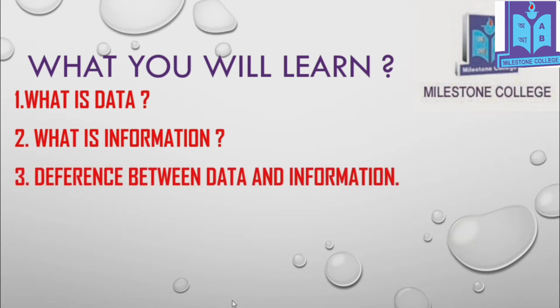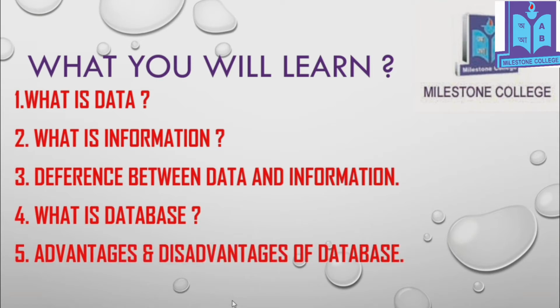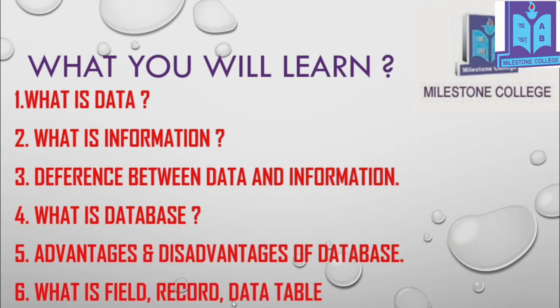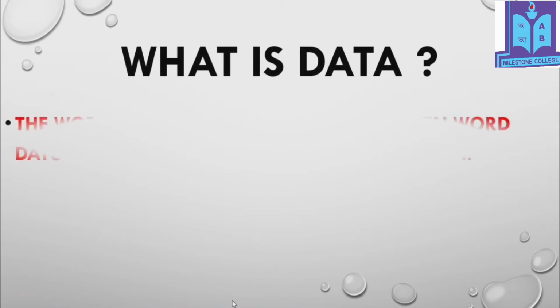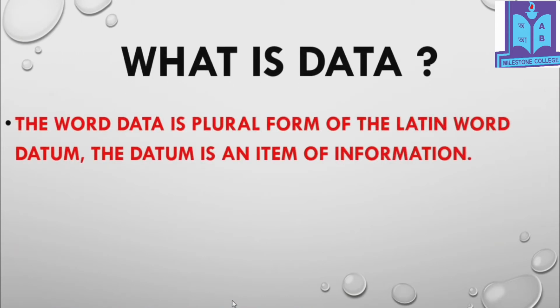What is data? What is information? The difference between data and information. What is a database? Advantages and disadvantages of a database. And what are a field, a record, and a data table. So let's start. What is data?